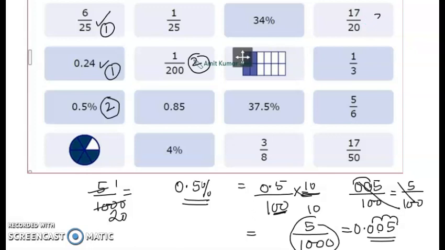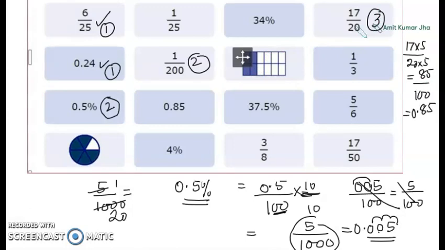Now let us take 17 by 25. 17 by 25 is 17 by 20. 17 by 20 is 17 times 5 by 20 times 5, which is equal to 85 by 100, that is 0.85. So you can write here 0.85. So this is number 3 and this is number 3. I hope things are clear to you.